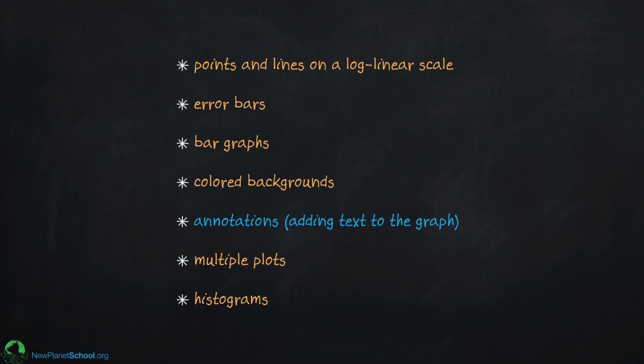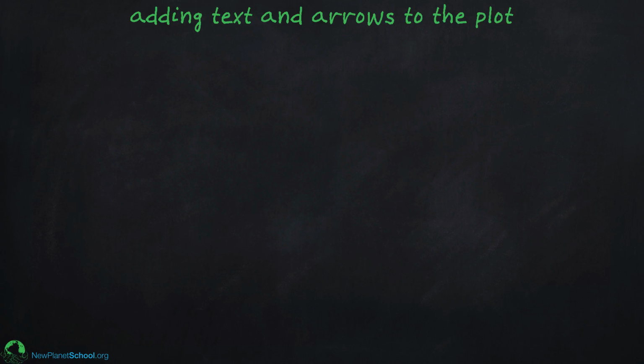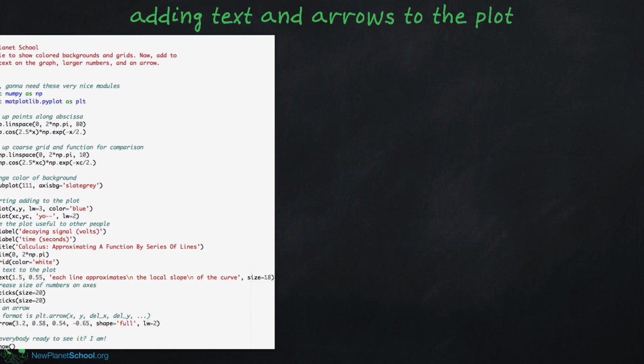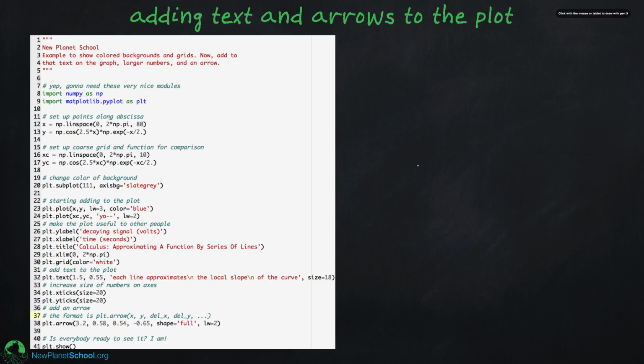All right, so now let's move on to annotations by adding text and actually an arrow to the graph. How do you do that? That's a very useful thing to do. So I'm going to actually add text and arrows to the plot. So here's how to do that.